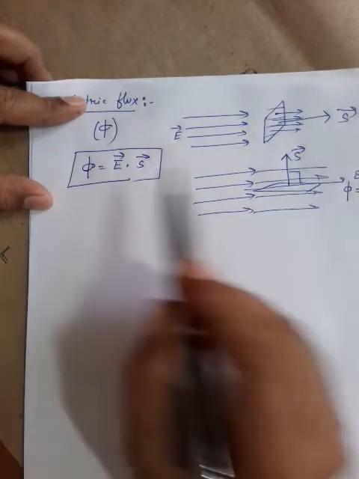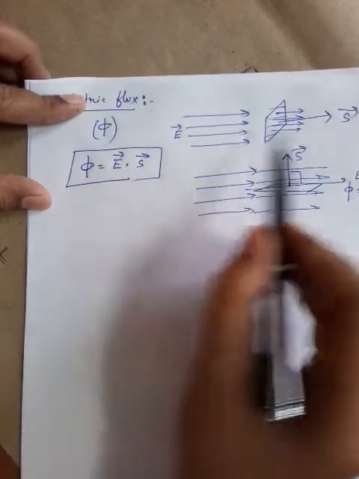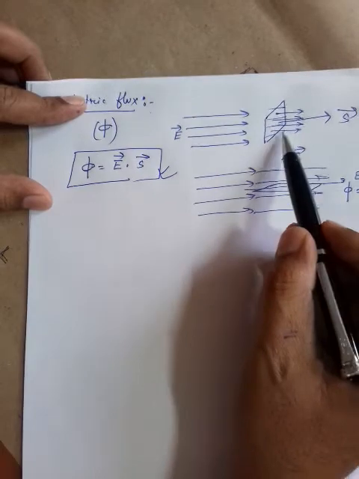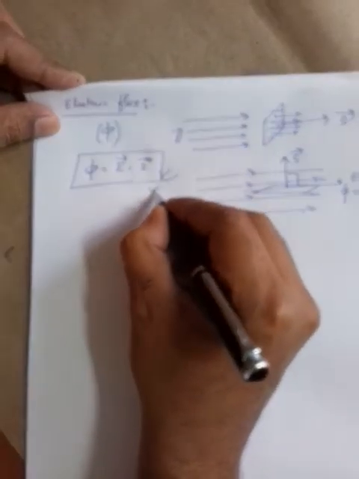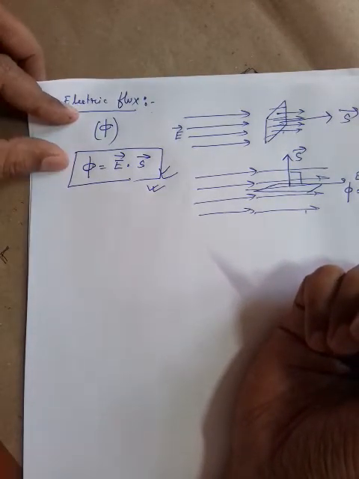Actually flux 0 is adjusted in the formula. In this case E and S are in the same side, so the angle between them is 0 degree, so we get maximum flux. So the drawing shows here maximum flux, here minimum flux. So flux by definition is given by E dot S, and that E dot S comes from observation. Now this is the definition if the field is uniform over the whole area.